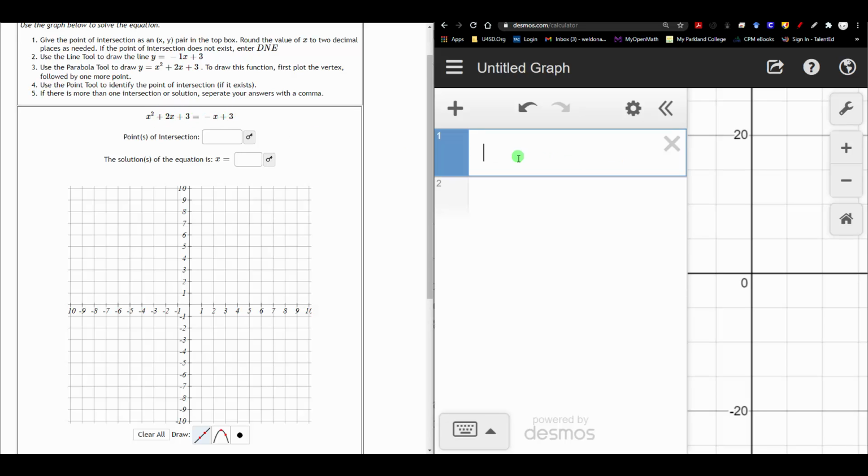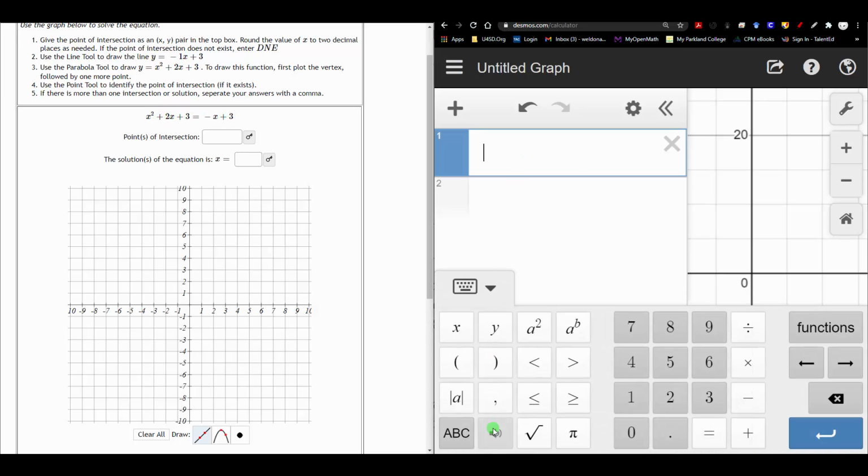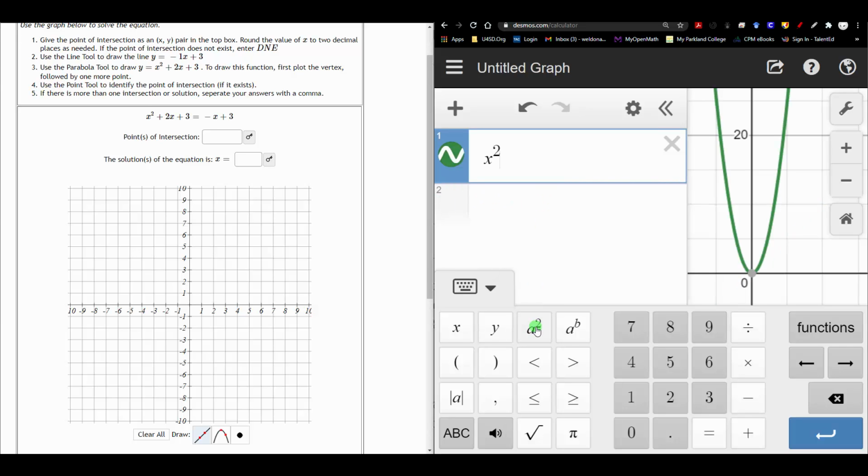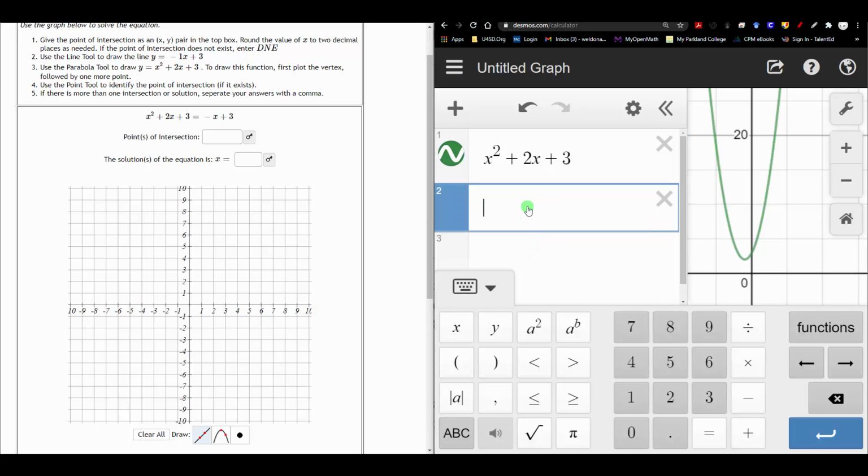So I'm going to put in the left-hand side of my equation first. So I'll pull up my keyboard here. We need x squared, so I'm going to type x, and then you'll see your square button is right here. And then we need plus 2x plus 3. And you'll notice over here, you see the parabola being graphed for us automatically. We'll look at the graph in just a minute, right?